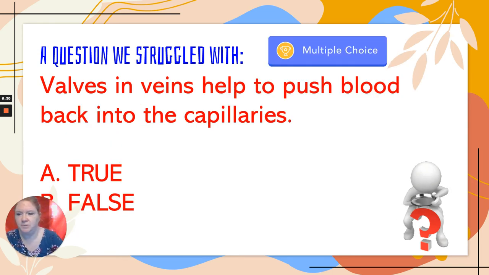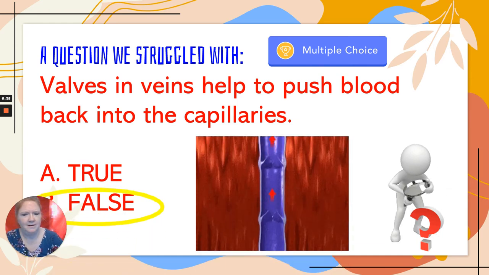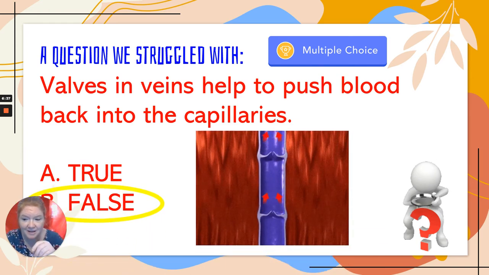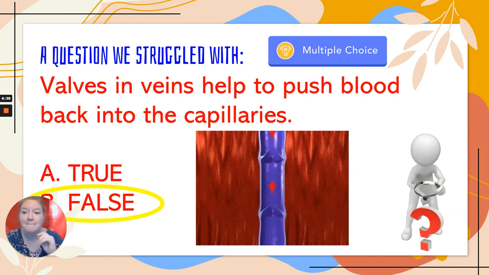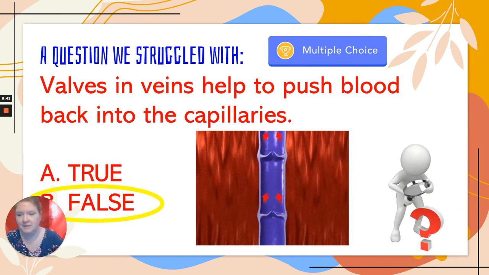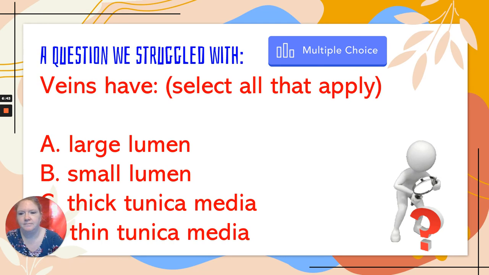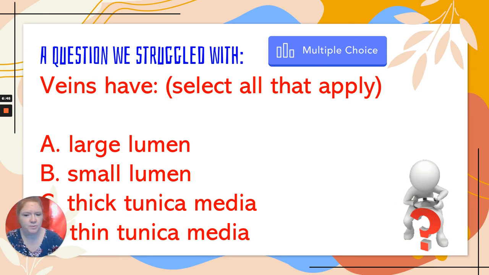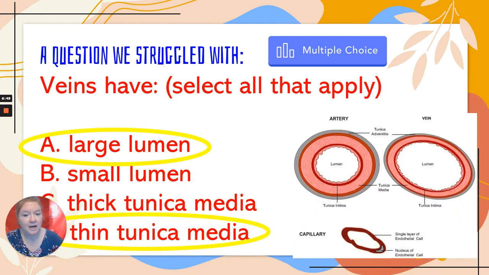Valves and veins help to push blood back into the capillaries. False. Those valves help to push the blood back to the heart. Veins have, so which ones of these do they have? Large lumen and thin tunica media, that muscle layer.